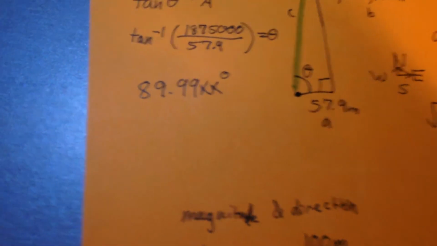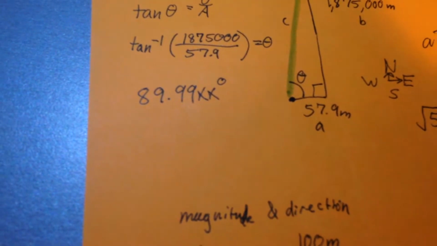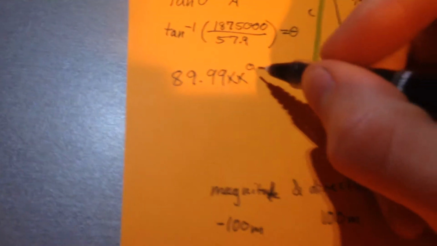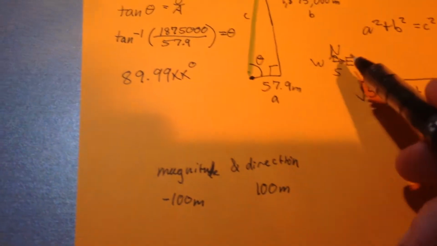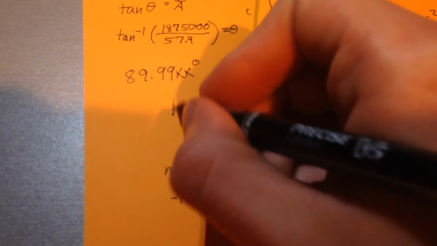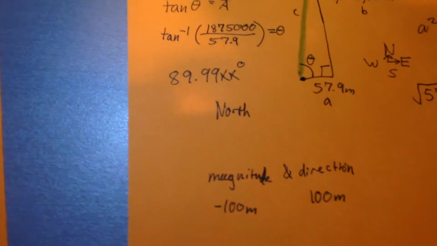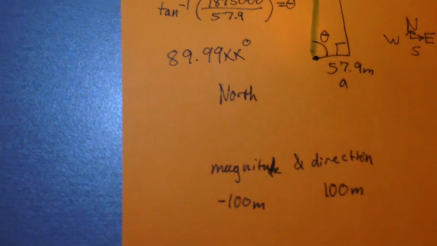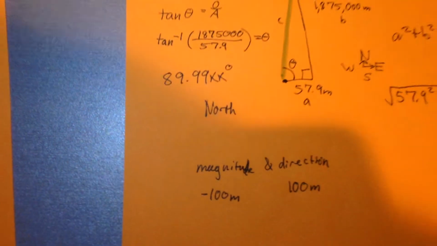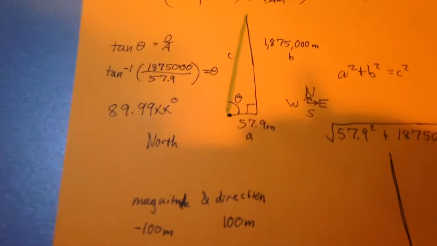And you want to make sure your calculator is in degrees, not radians, because that would be bad if it was in radians. And so that's the angle that it's at. You can just describe the angle, but you also probably want to describe the direction in terms of northeast, southwest. So you would probably just describe it as north, considering she goes almost 2 million meters north and she goes 57.9 meters to the east, which is nothing compared to almost 2 million. So I would just describe her as going north, basically.